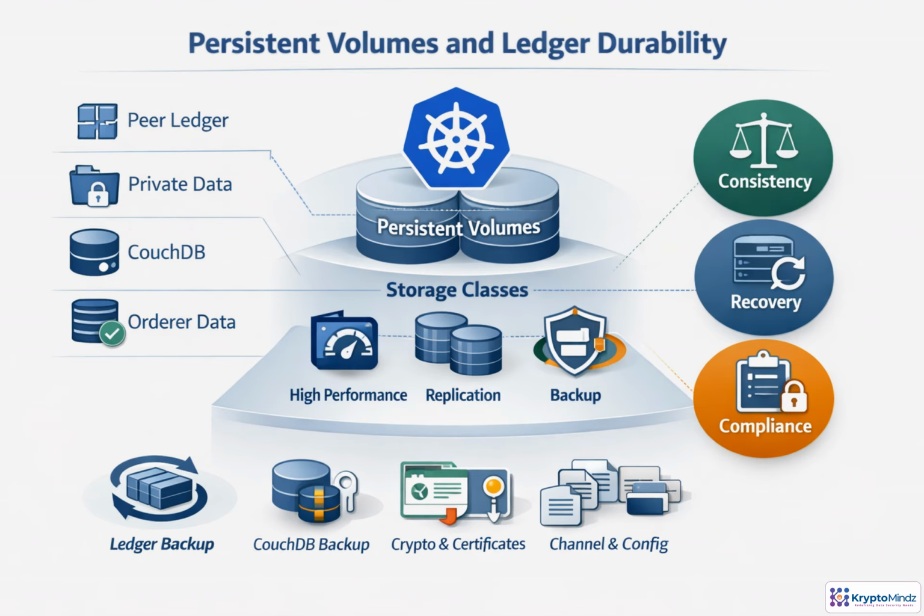Fabric state has to survive pod restarts, node failures, and planned maintenance. Peer ledgers, private data, CouchDB state, and orderer data belong on persistent volume claims, not container disks. The storage class matters because it controls latency, replication, zone behavior, and restore options. Backups must cover more than blocks, including crypto material, channel artifacts, and configuration. Kubernetes can reschedule workloads, but Fabric recovery only works when identity, ledger state, and database consistency come back together.